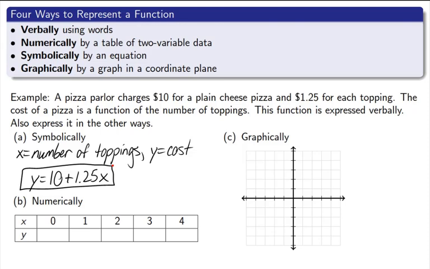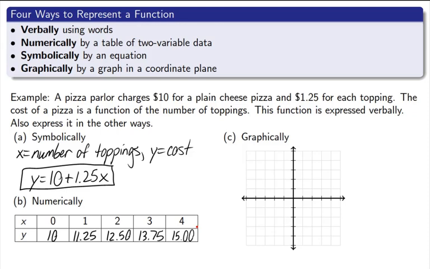Numerically, we can also write this in the table. At 0, this was the original $10 pizza. At 1, you're going to add $1.25, so that's $11.25 for the pizza. For 2 toppings, you'll add another $1.25, so that's $12.50, and so on. $13.75 and $15 for a 4-topping pizza.